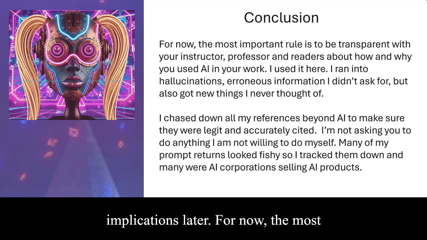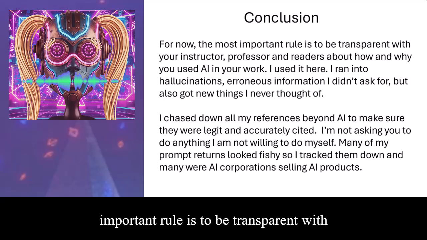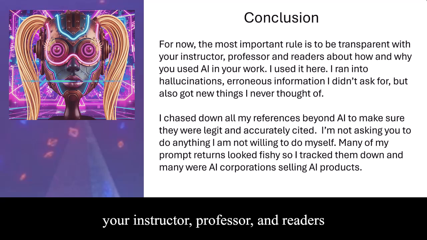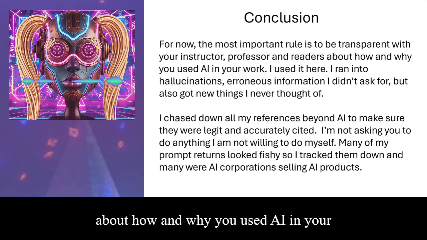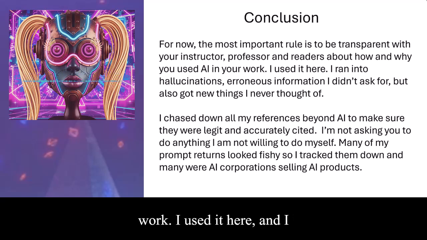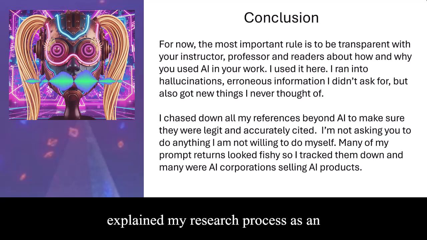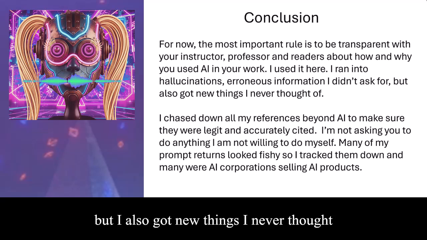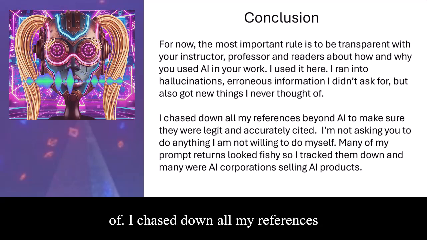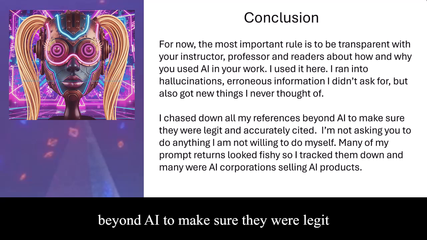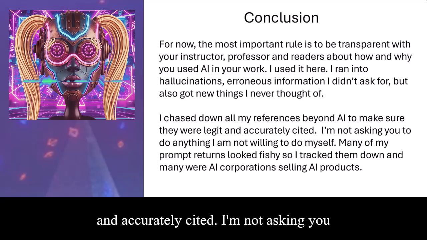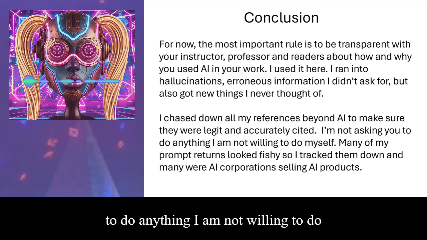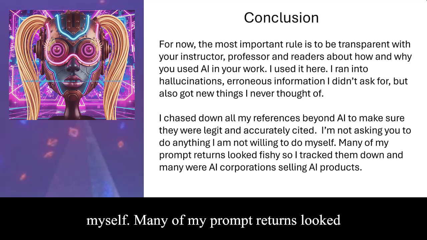For now, the most important rule is to be transparent with your instructor, professor, and readers about how and why you used AI in your work. I used it here, and I explain my research process as an illustration. I ran into hallucinations, erroneous information I didn't ask for, but I also got new things I never thought of. I chased down all my references beyond AI to make sure they were legit and accurately cited. I'm not asking you to do anything I am not willing to do myself.